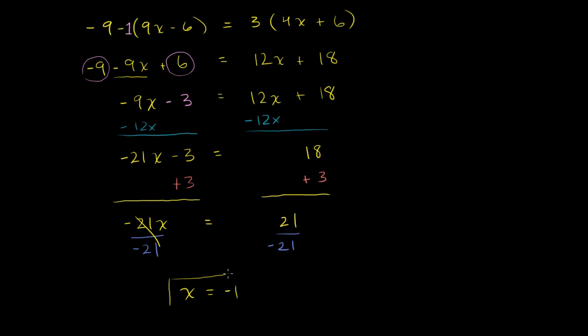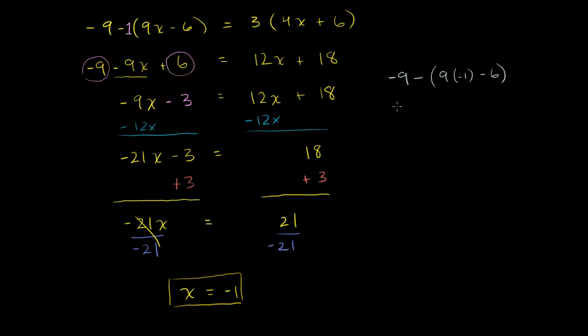Now let's verify that this actually works for that original equation. So let's substitute negative 1 into that original equation. So we have negative 9 minus, that 1 wasn't there originally, it's there implicitly, minus 9 times negative 1, minus 6 is equal to, well, actually, let me just solve for the left-hand side when I substitute a negative 1 there.